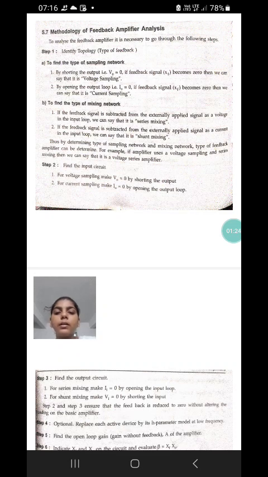Thus, by determining the type of sampling network and mixing network, the type of feedback amplifier can be determined. For example, if an amplifier uses voltage sampling and series mixing, it is a voltage series amplifier. Step 2: find the input and output circuits. For voltage sampling, make V0 equal to 0 by shorting the output. For current sampling, make I0 equal to 0 by opening the output loop.